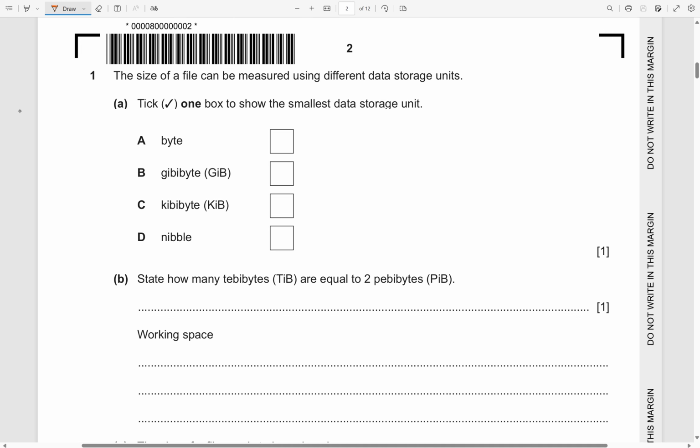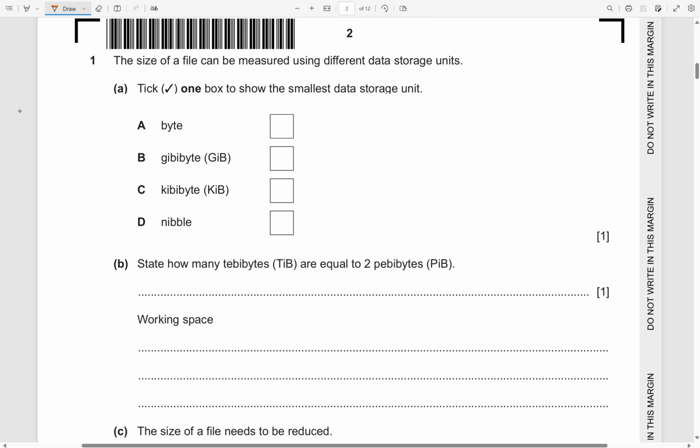Okay, so question 1: the size of a file can be measured using different data storage units. We want to tick one box to show the smallest data storage unit. So I guess we just want to convert them to a common unit. If we think byte, that's going to be 8 bits. And here we don't really have to do this, but just to demonstrate how you'd work this out more formally.